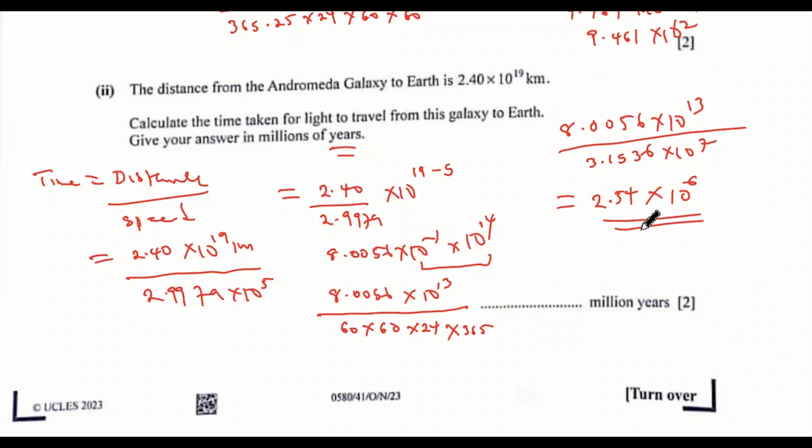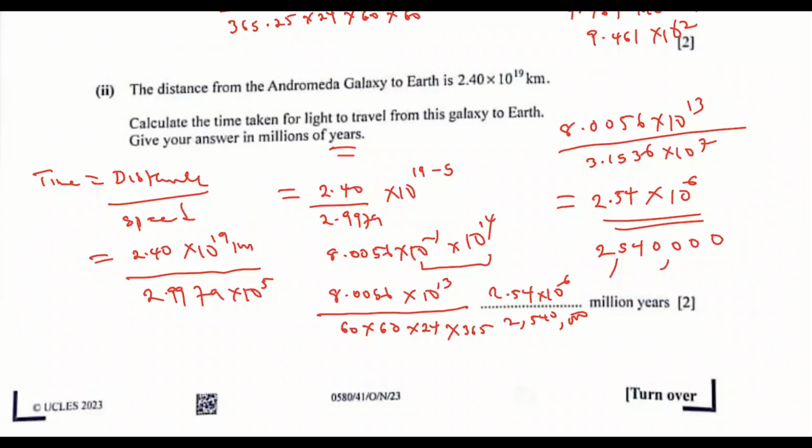And if you want to write it in ordinary form, this will be 254, then 0 0 0 0. So that is 1 2 3, comma here, 1 2 3, comma here. That means you have 2,540,000 years. So you can write it in standard form as 2.54 times 10 to the power of 6, or you write it as 2,540,000 years. Okay, so that is what you have there.